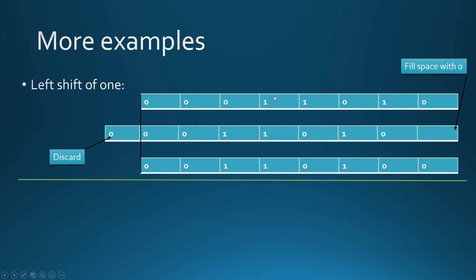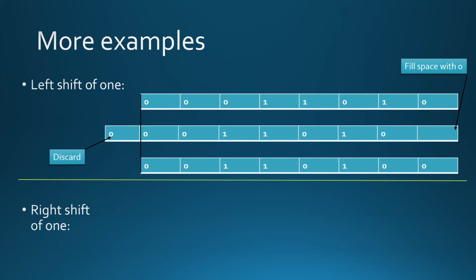Quick check. No 1s, 1, 2, no 4s, an 8, and a 16. So that's 24. That's 26. And what number do we end up with? No 1s, no 2s, a 4, a 16, so that's 20, and a 32, so that's 52. So we turned 26 into 52. We doubled it. That makes sense.